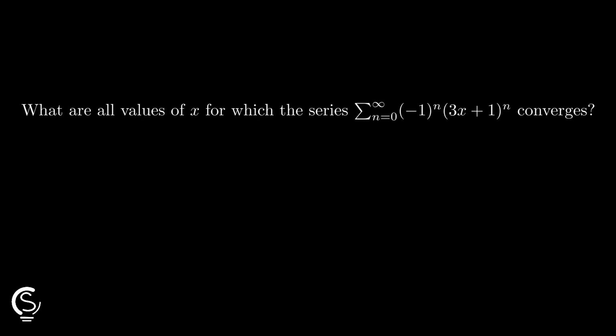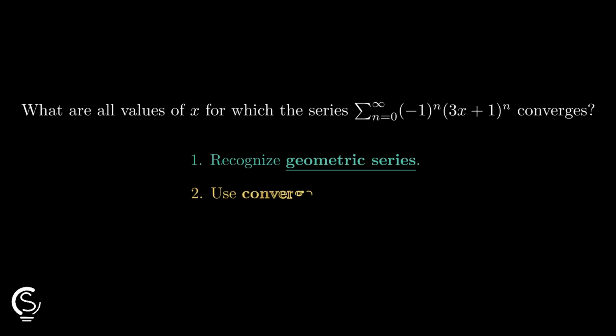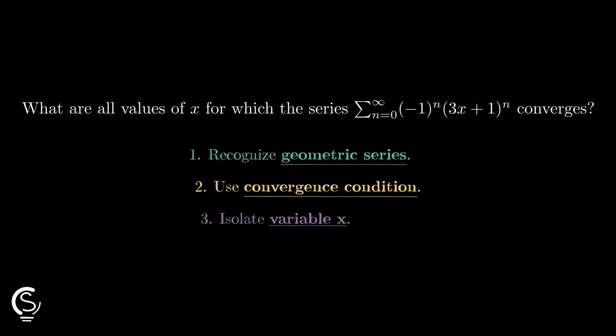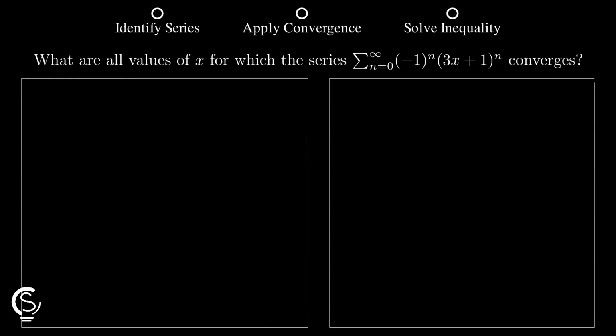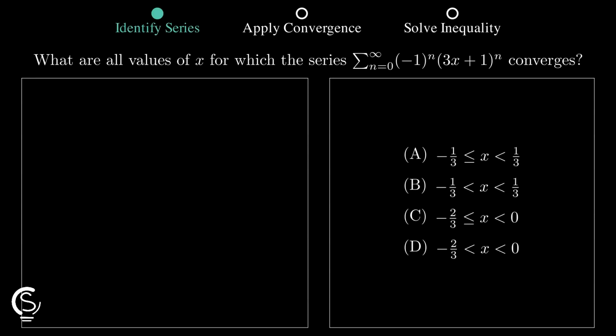Geometric series problems look intimidating, but you can solve them in seconds by following these 3 simple steps to find the correct interval for variable x. First, view this as a geometric series. The general form is the sum of r to the n. Here, our ratio r is the negative quantity 3x plus 1.